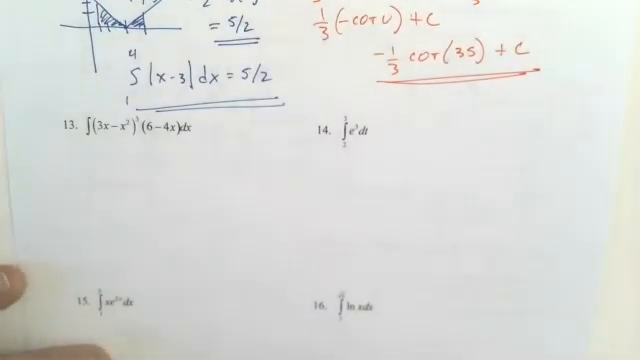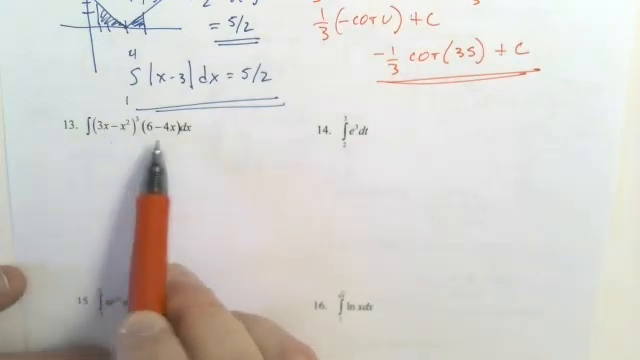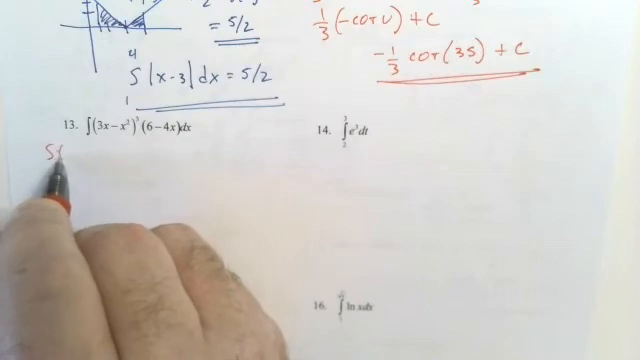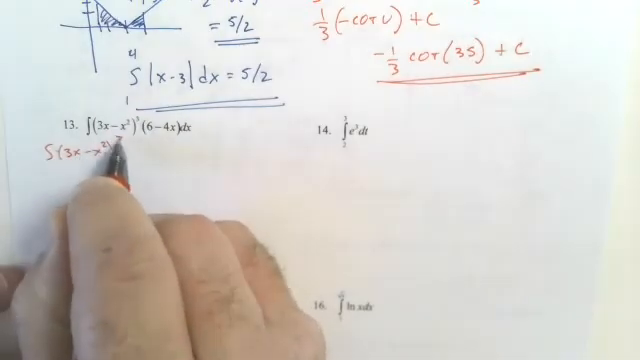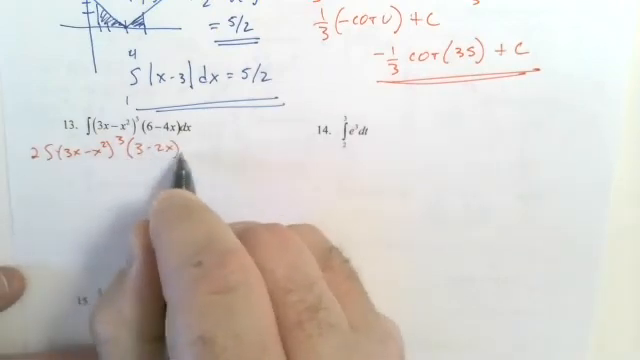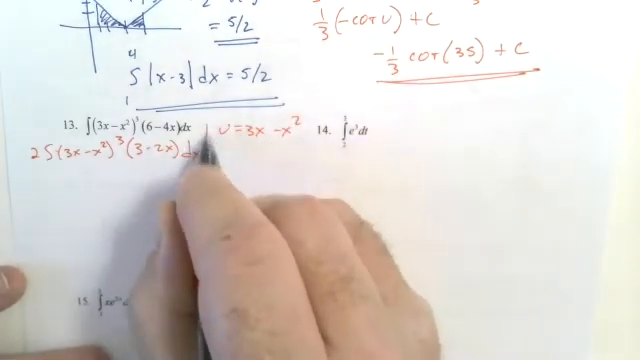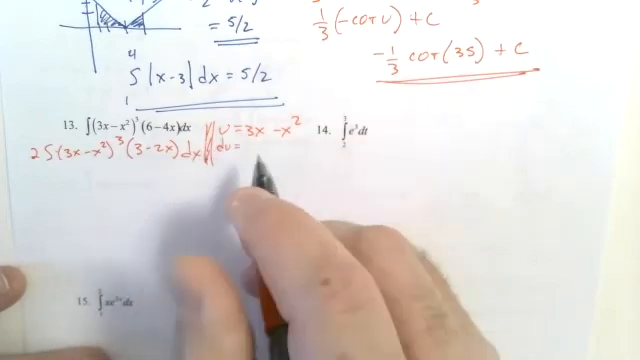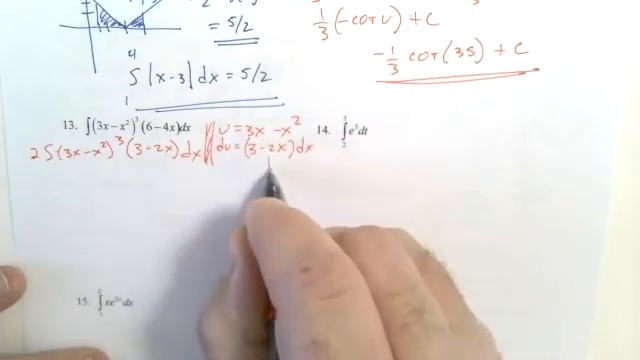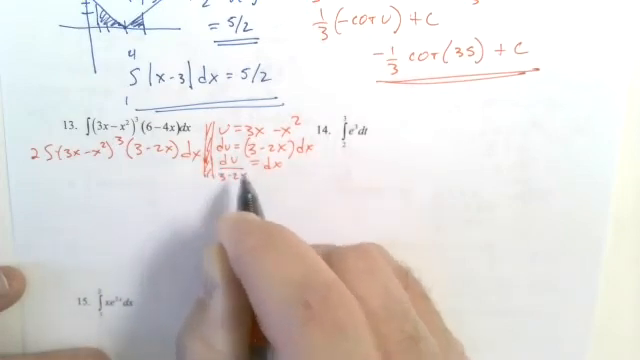This looks like a contrived problem, like a math teacher made it. The derivative of 3x minus x squared is 3 minus 2x. If I factor out something here, it might work. So let's actually do that first. 3x minus x squared to the third. And let's take a 2 out, put it out front. 3 minus 2x. I think that should work. U equals 3x minus x squared. Du equals 3 minus 2x. Nice. Dx equals du over 3 minus 2x.